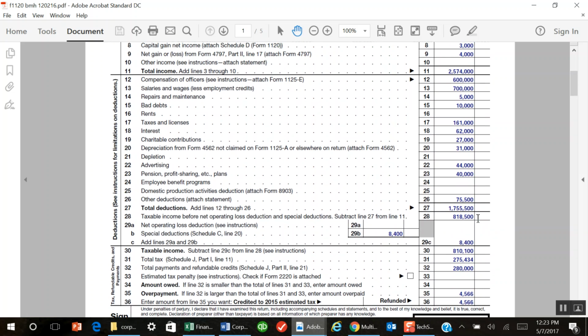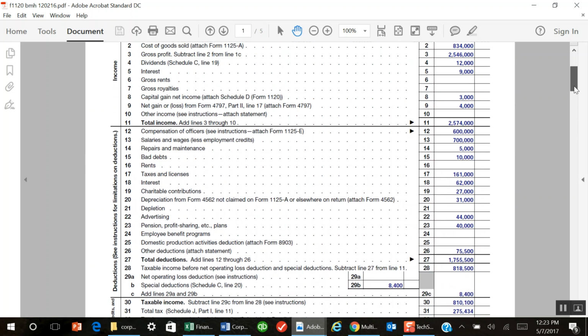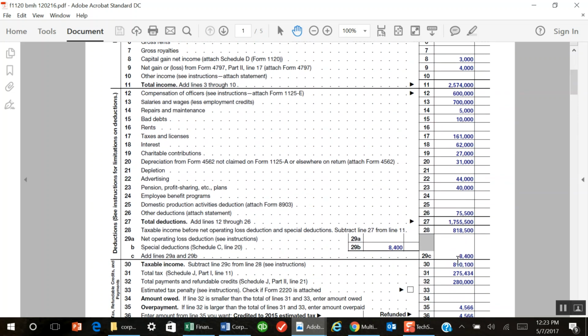Then your dividend received deduction goes on line 29B. That's the 70% deduction that you get from the $12,000 of dividends that were received from Simon Sheet Music. And so your net taxable income after special deductions is $810,100. The tax on that is $275,434. Your total amount paid during the year is $290. Ignore my thing. It's actually $290. So your overpayment should have been $14,566. Okay?